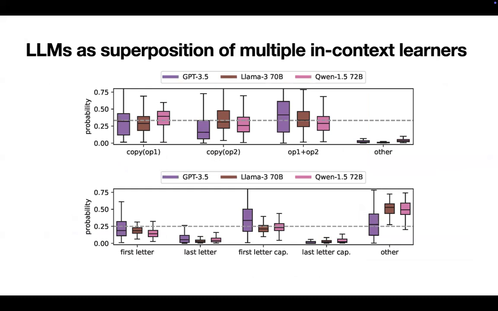For the second setting, we can see that the last letter lowercase and last letter uppercase tasks are kind of harder for the models. But for the 2 tasks, first letter lowercase and first letter uppercase, the models can simultaneously perform these 2 tasks in most of the cases, with the other category, which we denote as noise, being quite high.